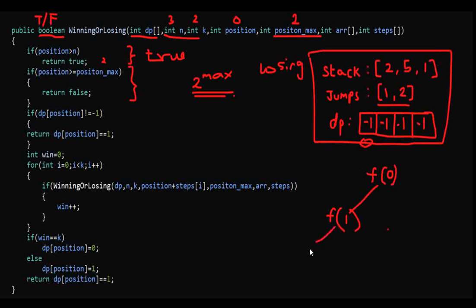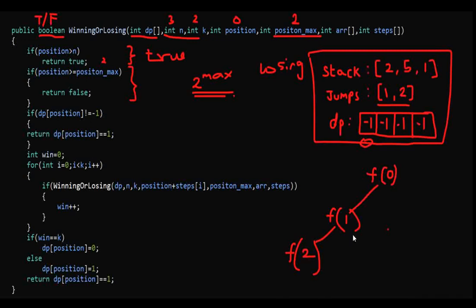So it again makes a call to f of 1 plus 1, which is 1 plus steps of 0, so f of 2, right? Okay, so we'll start again with position 2. So 2 is not greater than n, so we skip this part. But yes, 2 is greater than or equal to position max, and rightly so, because the second position contains 5, which is the greatest element in the stack. So we return false. As this is false, variable win will not be incremented.